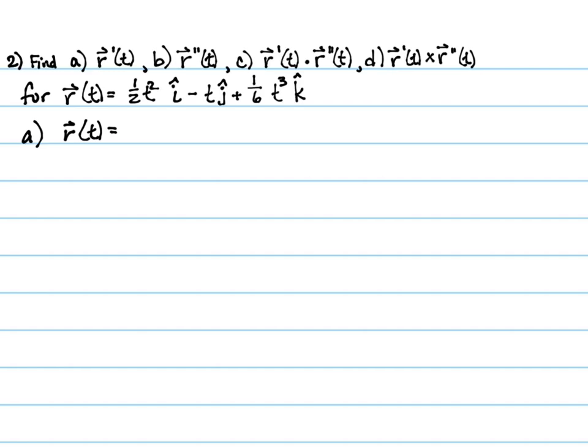Okay, so take a minute, at least do the first two parts. R prime of t, r double prime of t. We'll just check in real quick and make sure we have the same components. And then we'll do the dot product and the cross product. So pause after you've got A, B, and give me some eye contact so I know where we are.